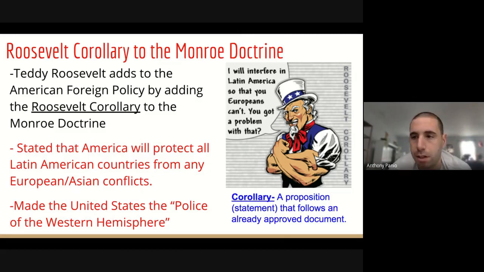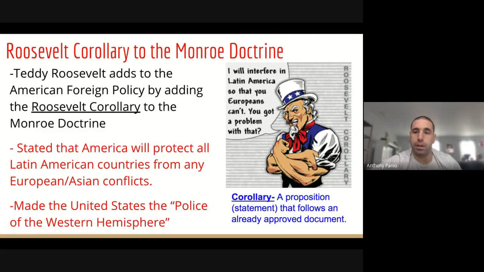There's a little cartoon here on the right, not the same one I'm talking about. Obviously, this is Uncle Sam, a representation of the United States, and it says, "I will interfere in Latin America so that you Europeans can't." You got a problem with that? Basically showing off our muscles that we're going to take control of Latin America, not take over any of the colonies necessarily, but be more of a protection. So you see how imperialism has many different avenues of being understood.